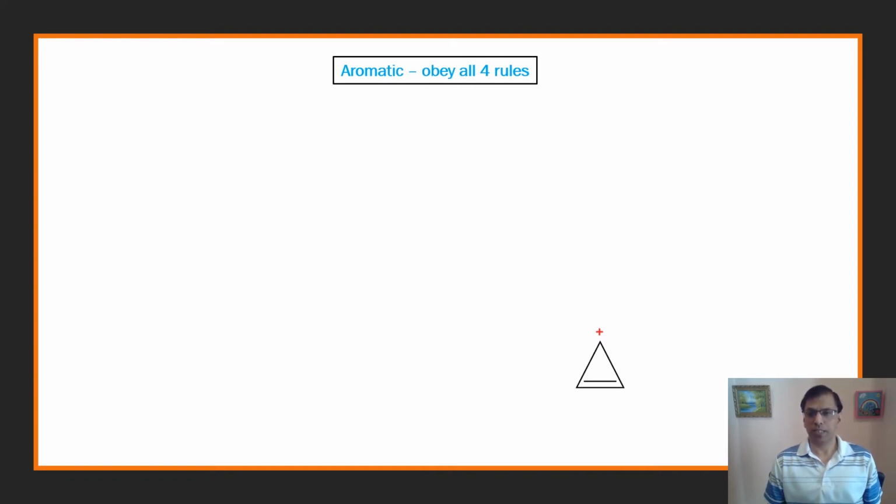Let's start with a simple example. This cyclic cation is derived from cyclopropene. It has one double bond. That means it has 2 electrons for delocalization. It's a cyclic molecule. The carbocation carbon has an empty p orbital that allows for contiguous overlap, and hence this cation obeys all the four rules, and hence it's aromatic.